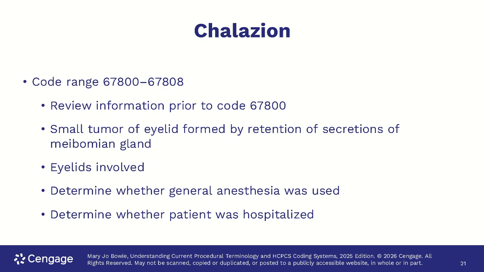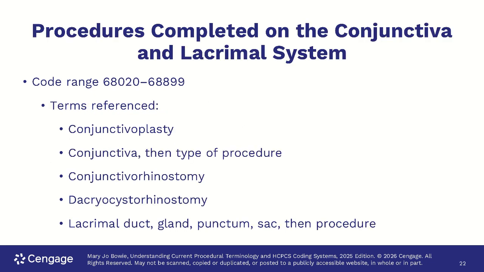All right, chalazion. A chalazion is a small tumor of the eyelid that is formed by retention of secretions of the meibomian gland. These codes are assigned to report the excision, which are differentiated by the number of tumors removed, the eyelids involved, and whether or not general anesthesia was used. And you notice something? Whether or not the patient was hospitalized.